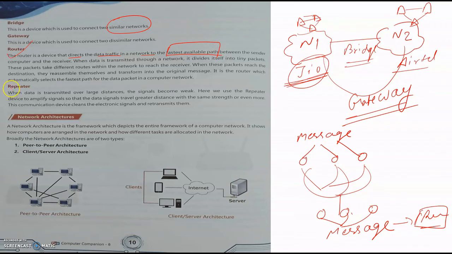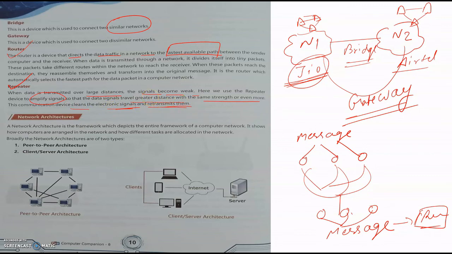What is the purpose of repeater? When the data is transmitted over a large distance, the signal becomes weak. Suppose that you want to transfer the data over a long distance, so there is a need of repeater devices to amplify the signals, because a repeater device, as the name suggests, repeats the signals. Okay, so data signals travel a greater distance with the same strength, even more. So the communication device cleans the electronic signals and transmits them. So that is the difference.